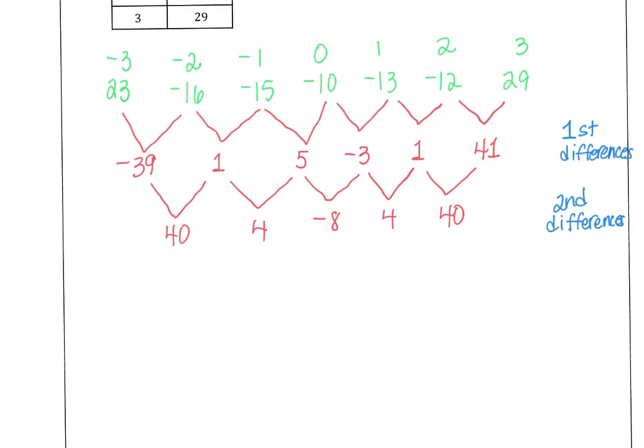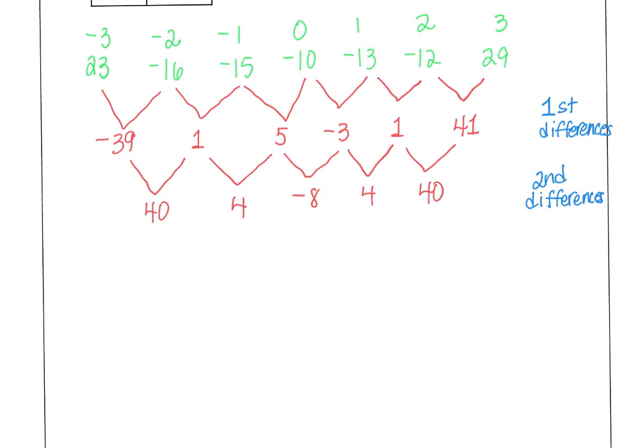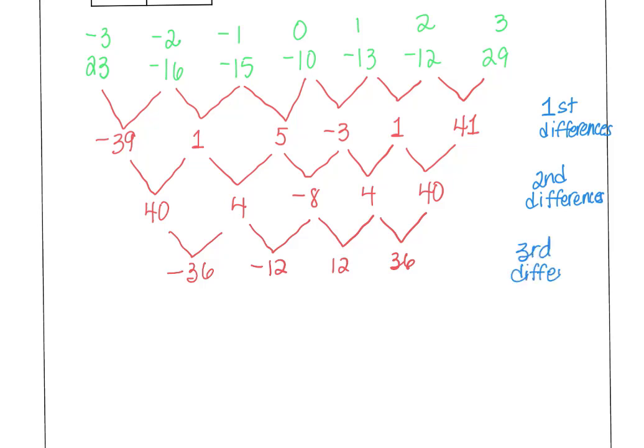So one more time, let's find the third differences. So 40 and 4, the difference is -36. Between 4 and -8, the difference is -12. The difference between -8 and 4 is +12. And between 4 and 40 is 36. So these are our third differences. They're not the same.